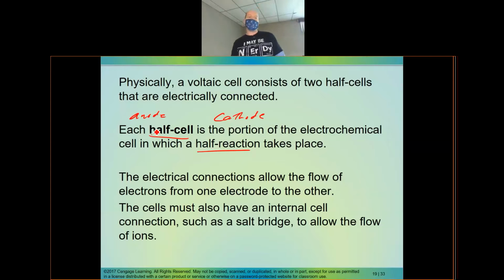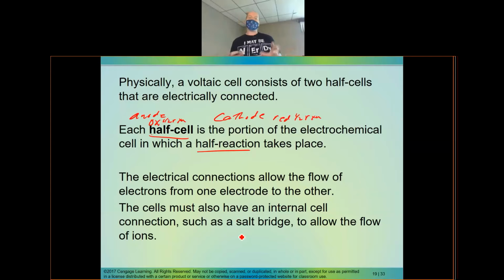Oxidation occurs at the anode. So this is your oxidation half reaction. Your cathode, red cat, that is where the reduction half reaction is. We're going to have electrons flowing outside of the cell, usually through a voltmeter, or it could light up a light. It could give a time on a digital clock. Lots of different things that you can use a voltaic cell for.